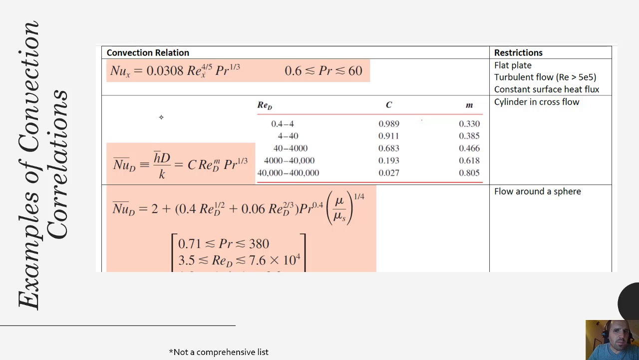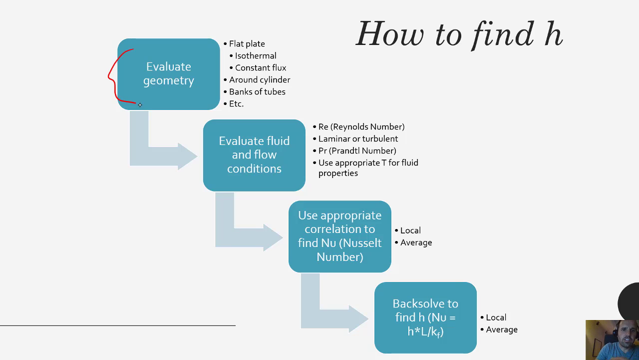Just to give you an example, you'll find these correlations as we develop some of the theory and some of the conceptual understanding, but this is basically what they look like. Here are conditions about our geometry. This is a flat plate. This particular correlation is for turbulent flow and constant heat flux. So you can see we're looking at the geometry and the fluid flow conditions.